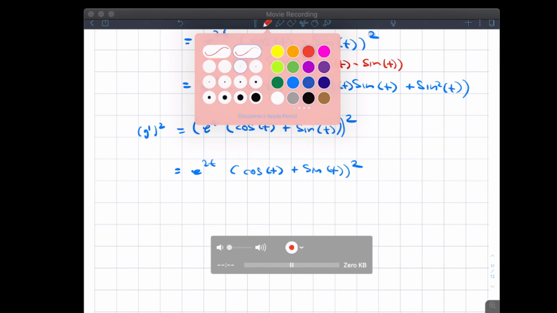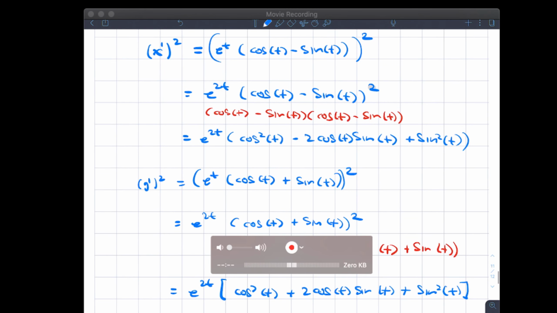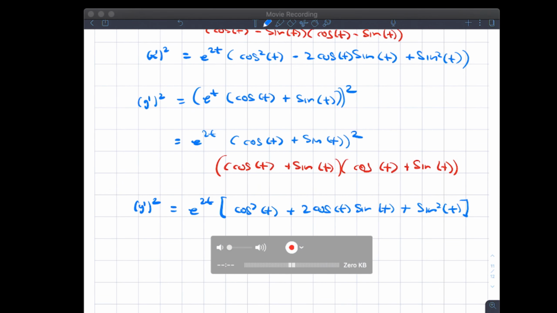And don't forget, this portion is really cosine t plus sine t. You're going to use FOIL again here. And you end up with e to the 2t times cosine squared t plus 2 cosine t sine t plus sine squared t. All right, so keep an eye that this is x prime squared, and then this will be y prime squared. So we're supposed to add those.